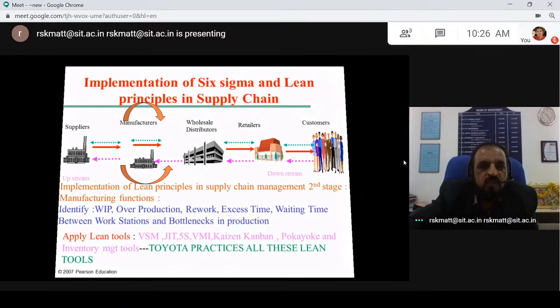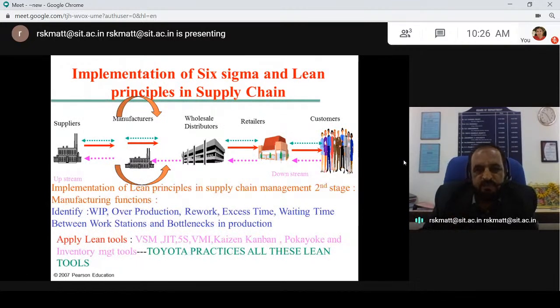Then, implementation of lean principles in this second stage: identify work in process, overproduction, rework, excess time, waiting time between the workstations, and bottlenecks in the process. These are all observations to be made at the Gemba, that is nothing but the workplace. I keep visiting the Toyota industries every year, four to five times.